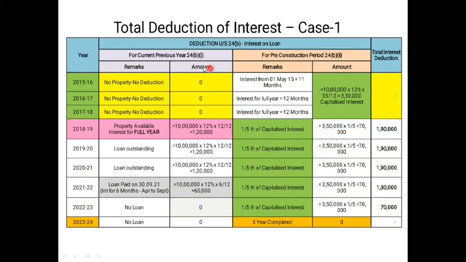Now let's look at how the current previous year interest is being computed. Currently we are studying the assessment year 2019-20. Therefore, our previous year is 2018-19.